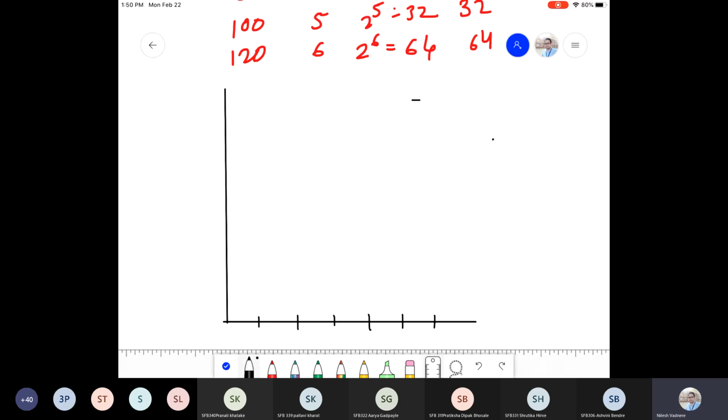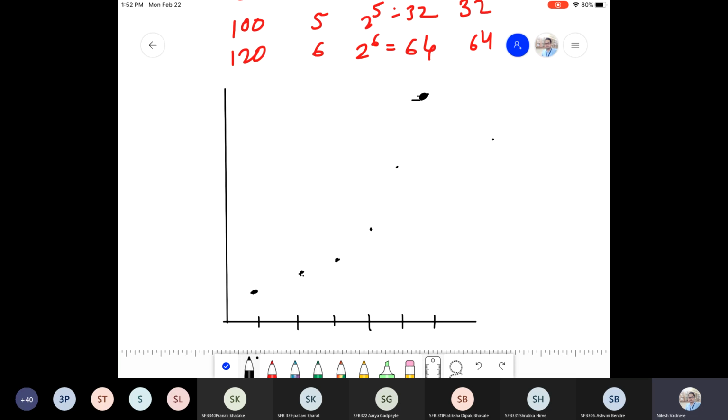So initially we had only one cell, and after 20 minutes we got two cells. Then after 40 minutes we got four cells. Then after 60 minutes we got 8 cells. Then we got 16 cells, then we got 32 cells, and then we got these 64 cells.